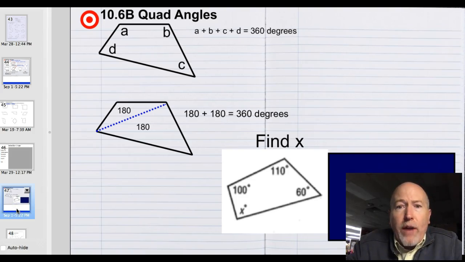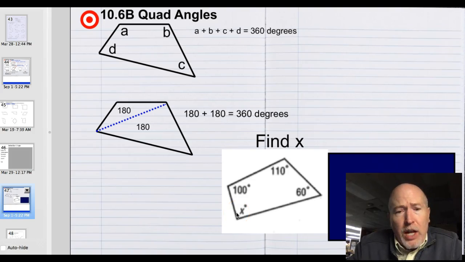Quadrilateral angles. Every quadrilateral has a total of 360 degrees in it. You want to know how to find the missing angles? All you have to do is find out what this one here is. You take 360 and you subtract this angle, you subtract this angle, and you subtract this angle. Whatever the remainder is will be the measure of angle x.